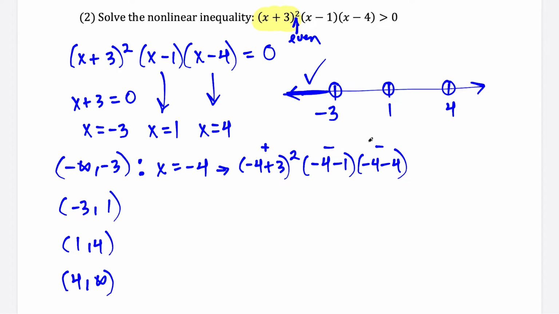our solution set. If we actually simplify here, we're going to have (-1)² equal to 1, and then we have times -5, and we have times -8. And this is going to work out to +40, which is greater than 0. So once again, this interval here is fine.